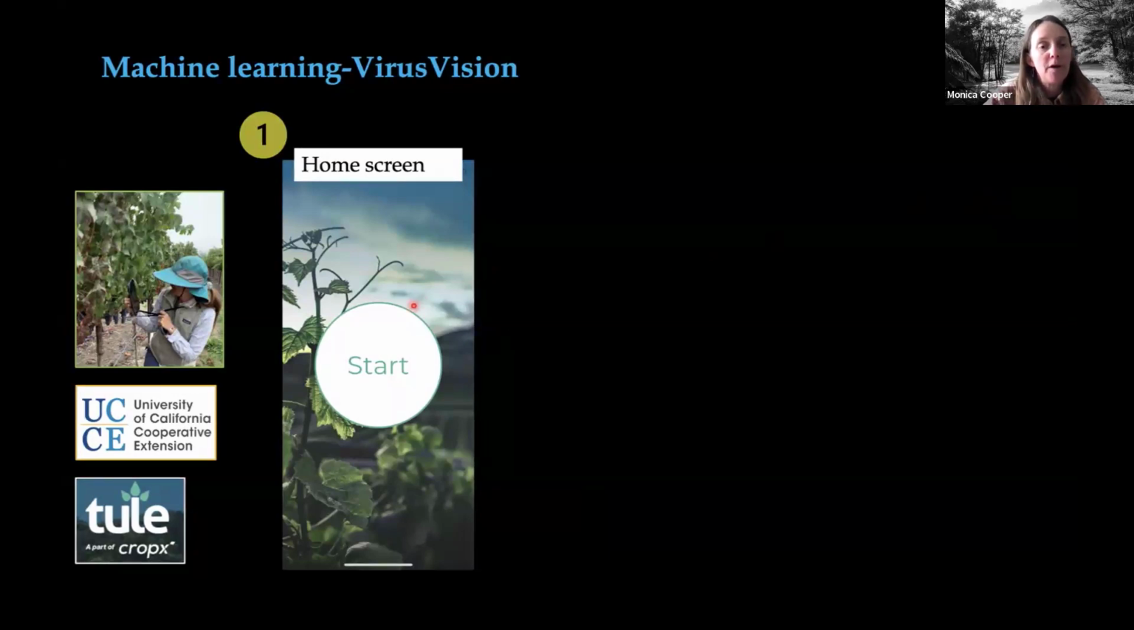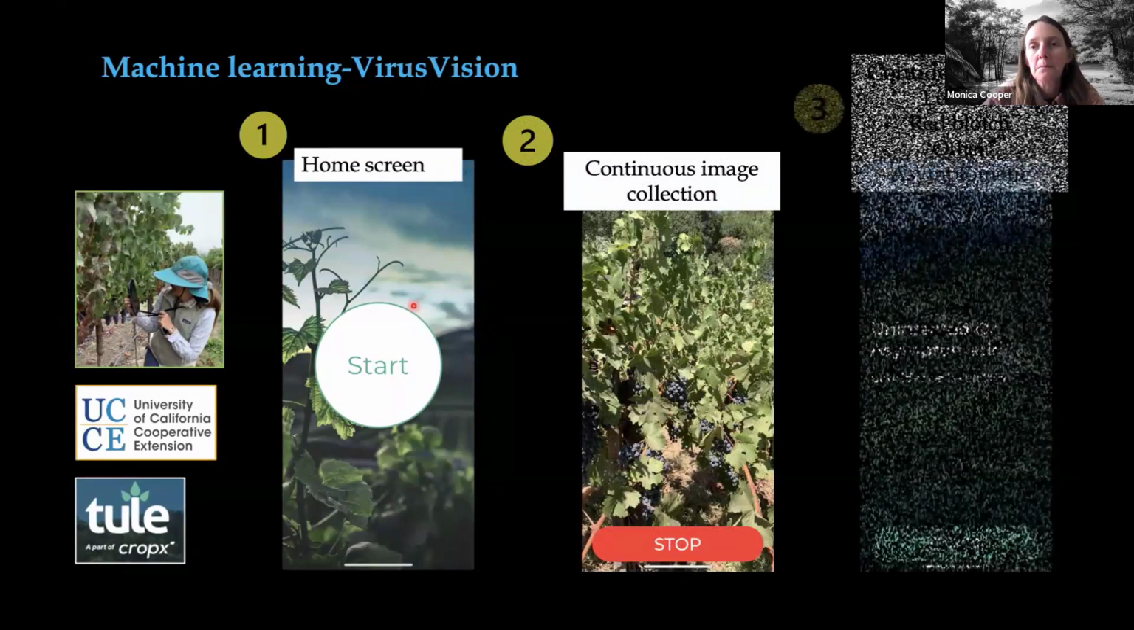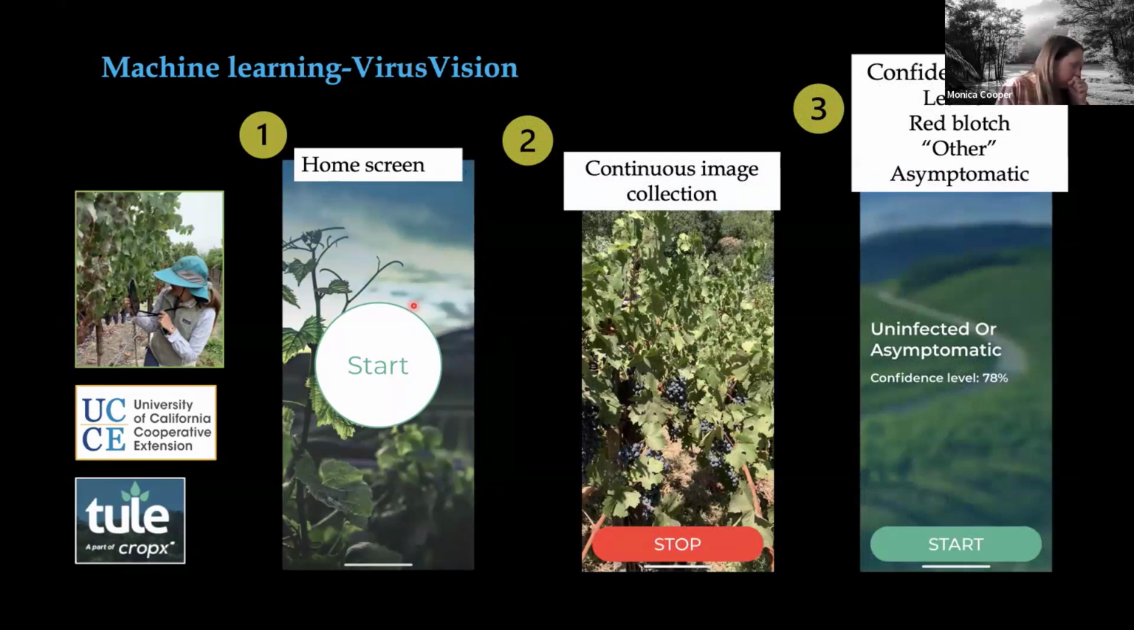So you load the app on your phone, you start the imaging from the home screen, and you do continuous imaging collection for about 10 to 15 seconds. After that, when you hit stop, you get a confidence rating. So the app will tell you how it, quote unquote, diagnosed that vine, and then the confidence level that it has.